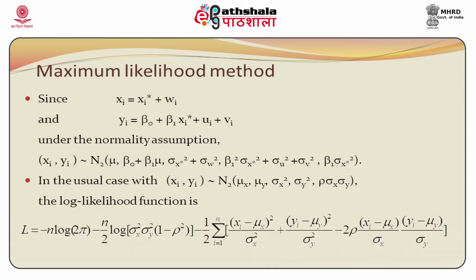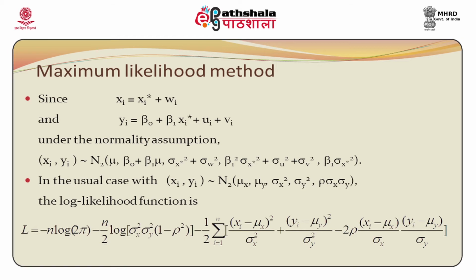Now, in the usual case, if we have (xi, yi) as a bivariate normal with means mu x, mu y, variances sigma x square, sigma y square and correlation rho, we can write the standard log likelihood as minus n log twice pi minus n by 2 log of sigma x square sigma y square (1 minus rho square) to the power of half minus half summation i equal to 1 to n of ((xi minus mu x) by sigma x) whole square plus ((yi minus mu y) by sigma y) whole square minus twice rho (xi minus mu x) by sigma x into (yi minus mu y) by sigma y.